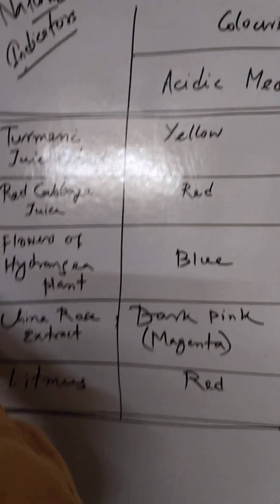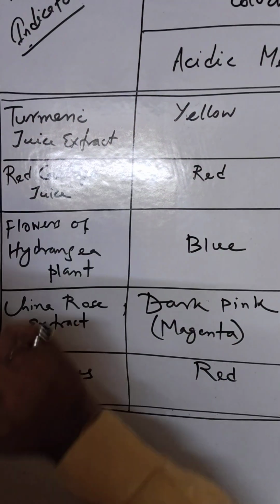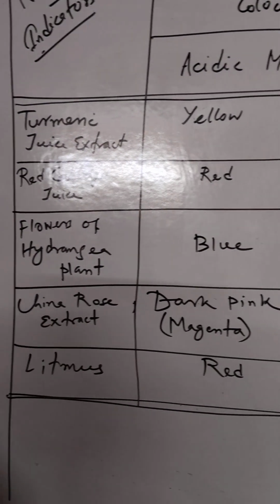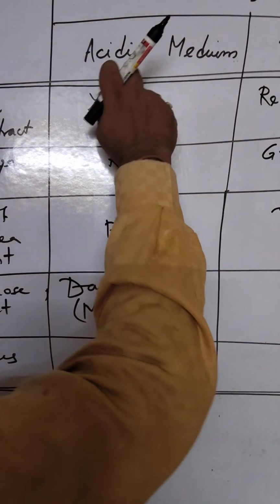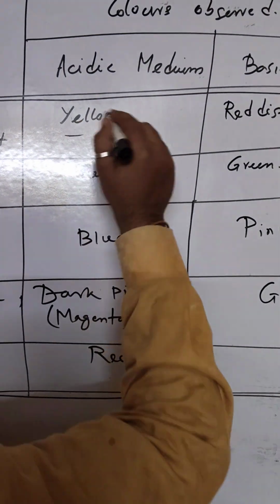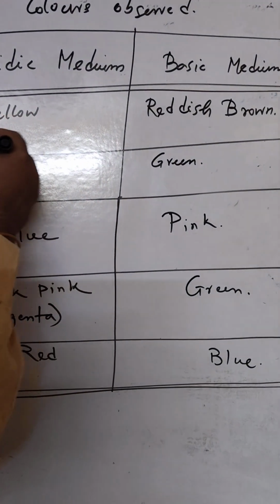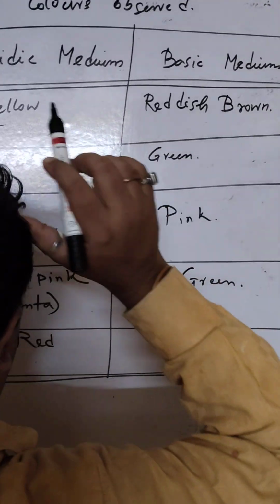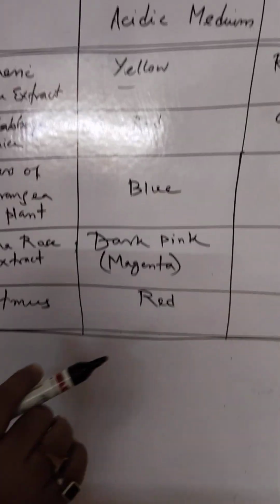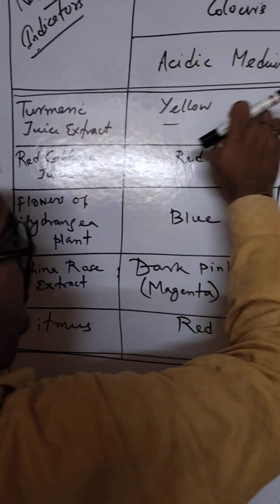First comes the turmeric juice extract, the oldest natural indicator known to us, used by the Indian civilization and the Greek civilization. When you put it in the acidic medium, the color of the extract comes to yellow. In basic medium, it is reddish brown. Sometimes in the exam you may also get the term pinkish brown, but whatever, these are the color changes.